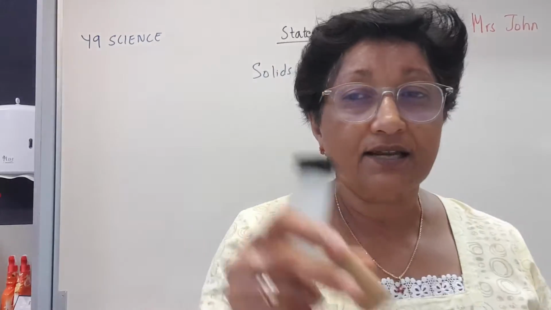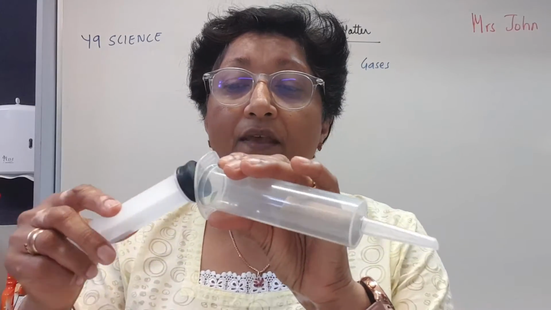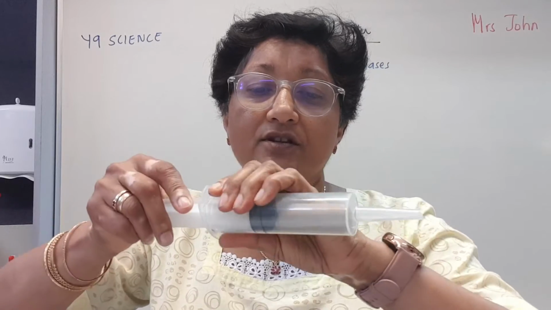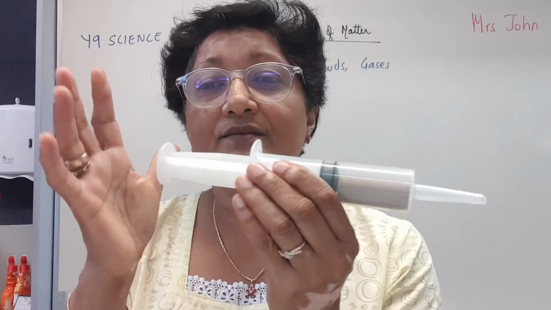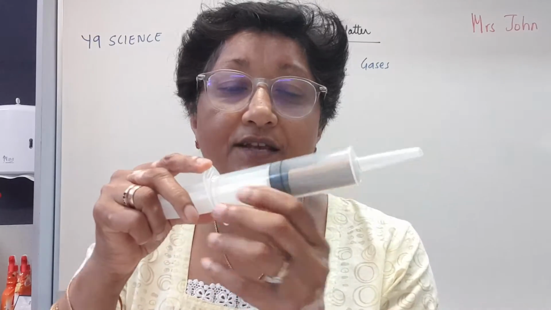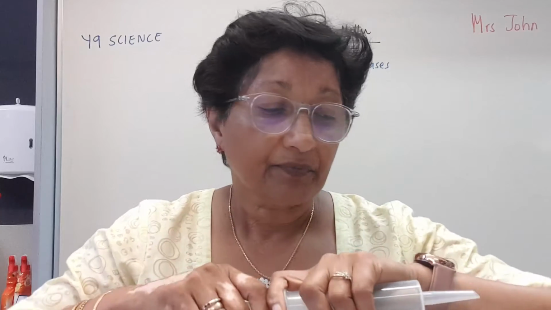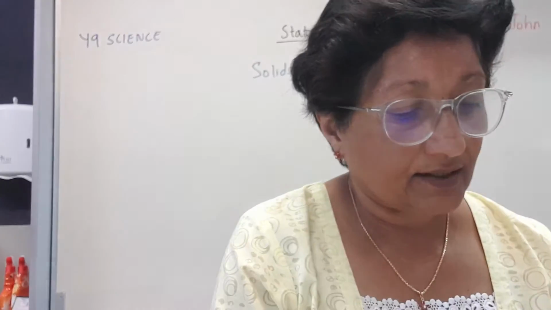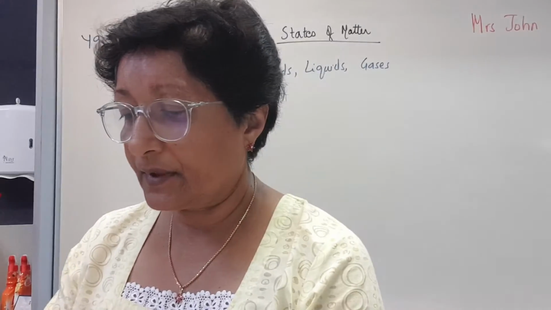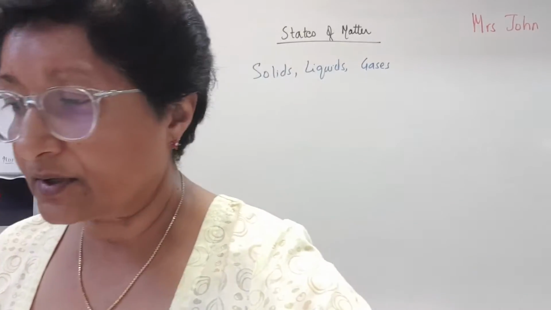So for the solid, I have a wooden dowel, which I'm going to put in the syringe. Can I make this wooden dowel any smaller? No matter how hard I press, it's not possible to compress the solid. So that's the thing with the solid. Let's get the liquid in. You can see what I'm doing with the liquid.